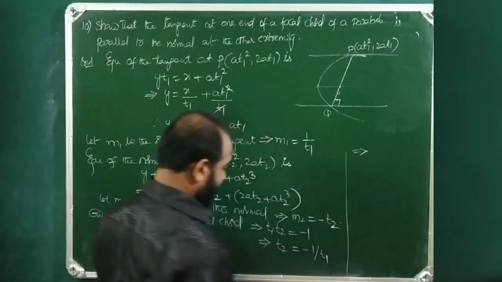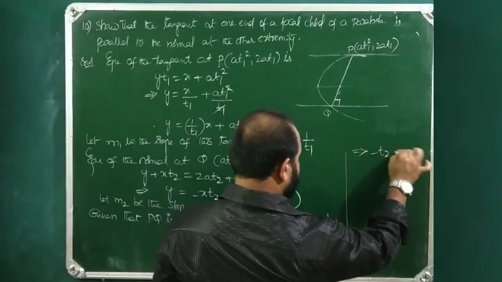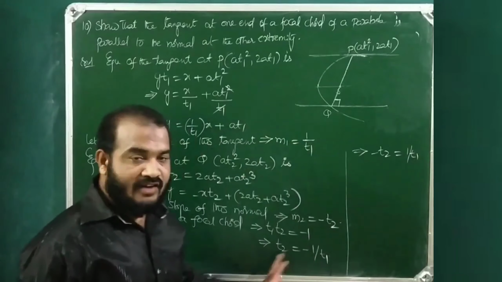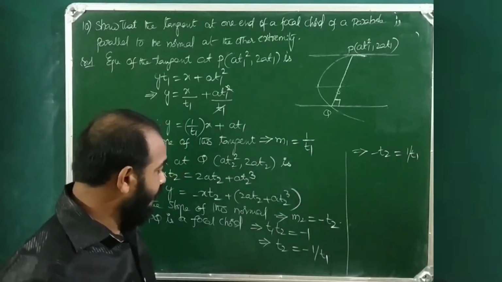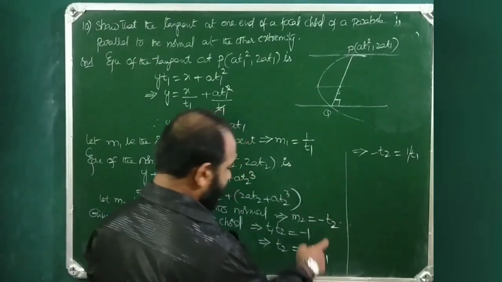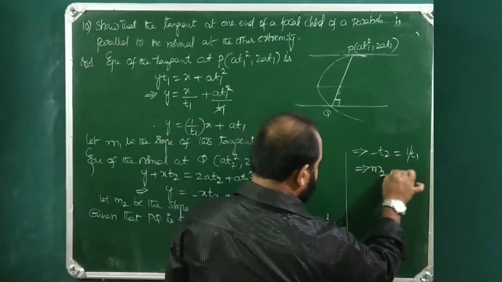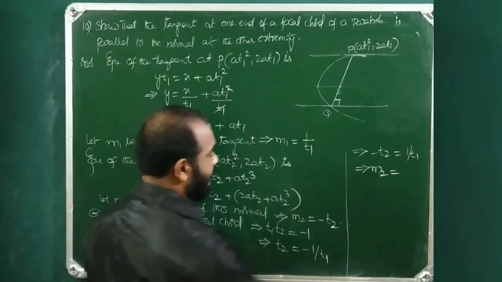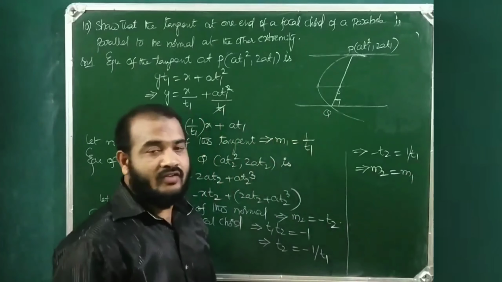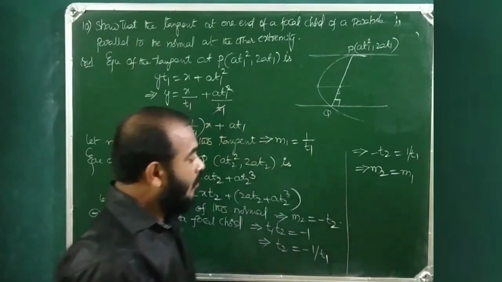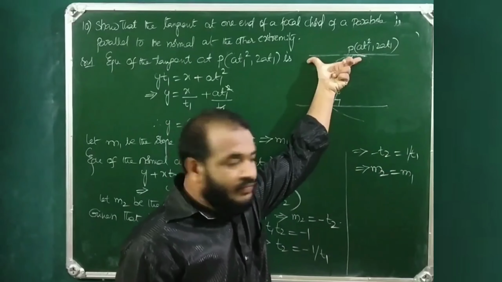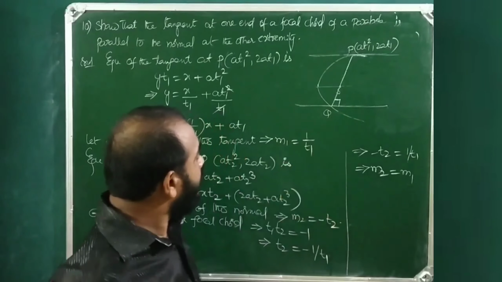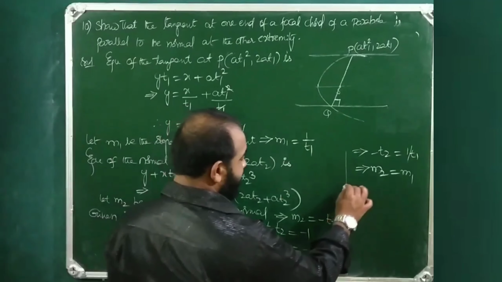Right? Minus t2 is equal to minus of minus 1 by t1. So I have multiplied by minus on both sides. Now what is minus t2 here? m2. What is 1 by t1? m1. So we got the slopes are equal. Here, what is m1? The slope of this tangent. What is m2? The slope of this normal.